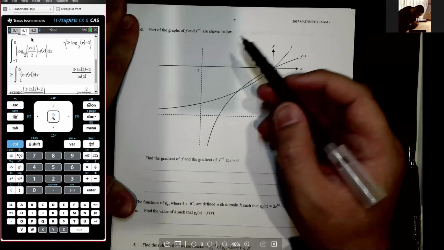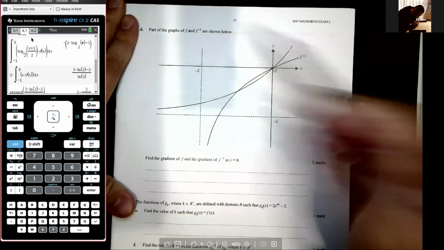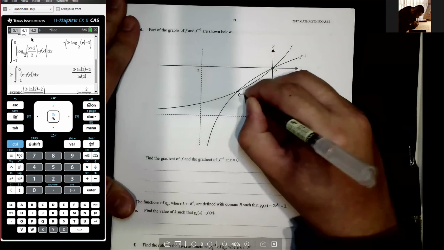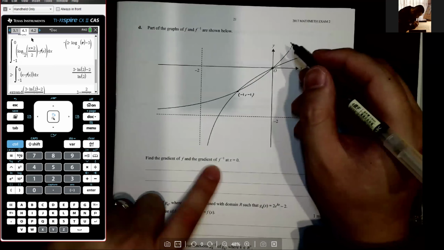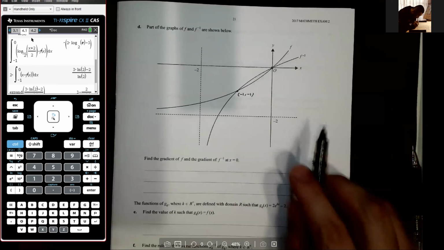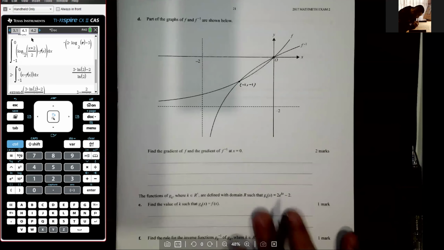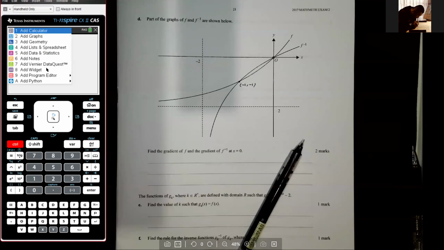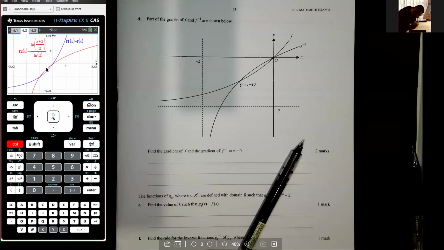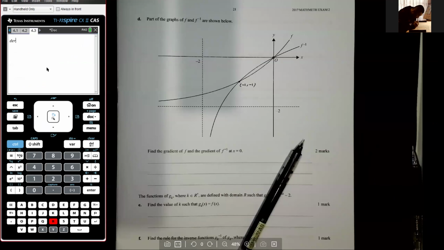Part of the graphs of f and f inverse, you can see, okay, this is like minus 1, minus 1. We want to find the gradient of f and the gradient of f inverse at x equals 0. So you might say, derivative of f of x with respect to x, given x equals 0.